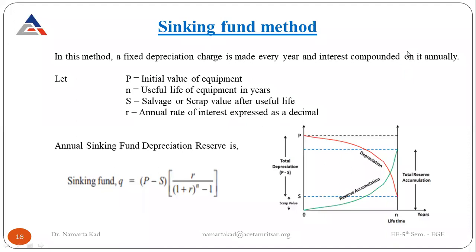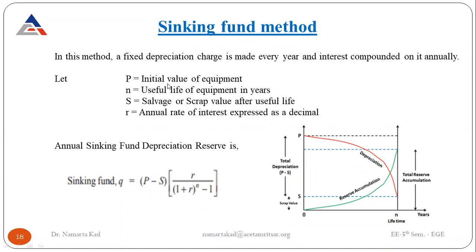Okay, so now let's start with the next method of depreciation to calculate the annual depreciation charge, that is the sinking fund method. In this method, a fixed depreciation charge is made every year and interest is compounded on it annually. So another factor that is included in this method is the rate of interest.